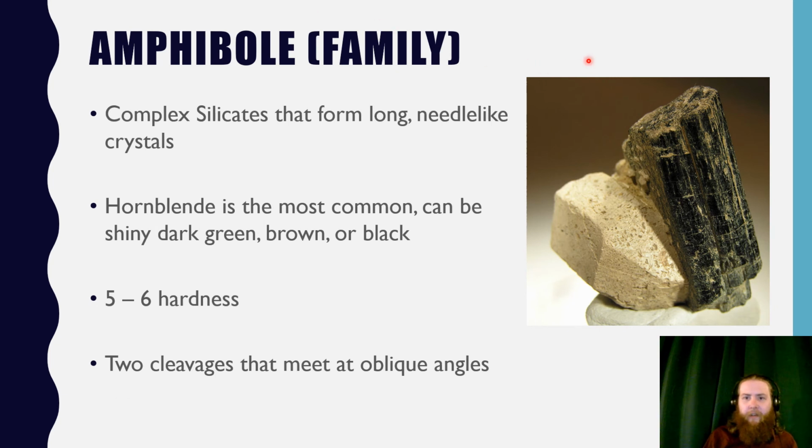Amphibole is another family of our silicates. These are very complex and they form long, needle-like crystals. Hornblende is our most common. This is what's in this picture here. It can be shiny dark green, brown, or black. It is a 5 to 6 on the Mohs hardness scale, and it has 2 cleavages that meet at oblique angles.